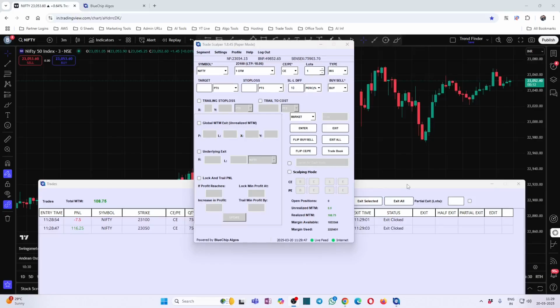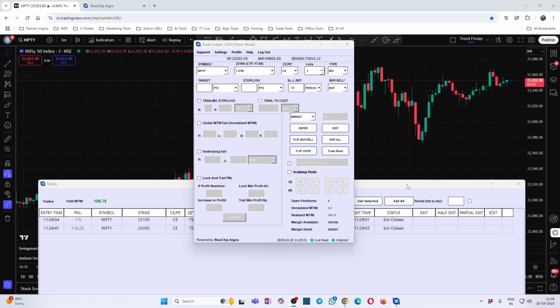In this video, we are going to discuss a major upgrade that we have brought in for this Trade Scalper Algo tool. This is one of the most famous Algo tools in India. Hundreds of people use this for trading purposes, especially if you are an options trader, you must have this tool. And as part of continuous upgrades, we have added a lot of features to this tool, and in this video we are going to discuss all those features in detail.